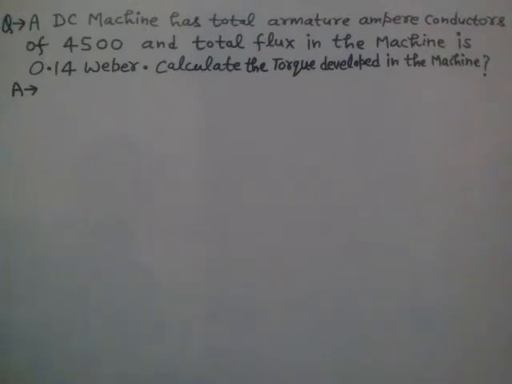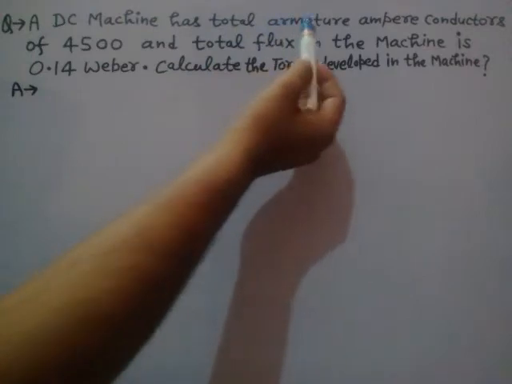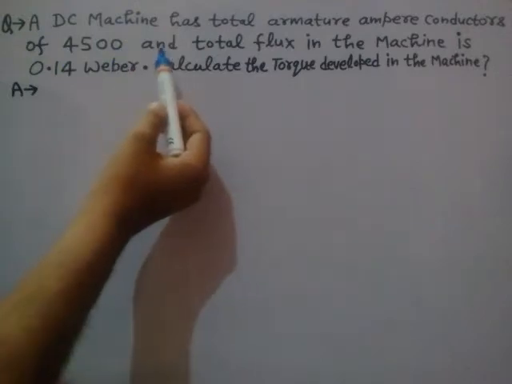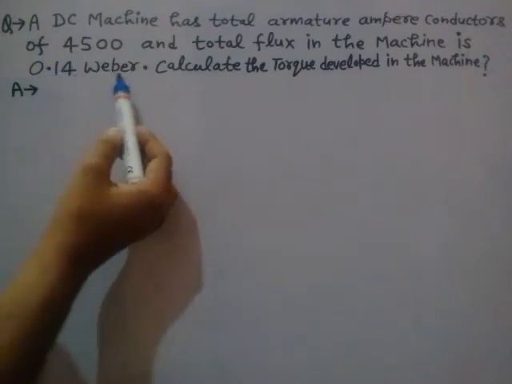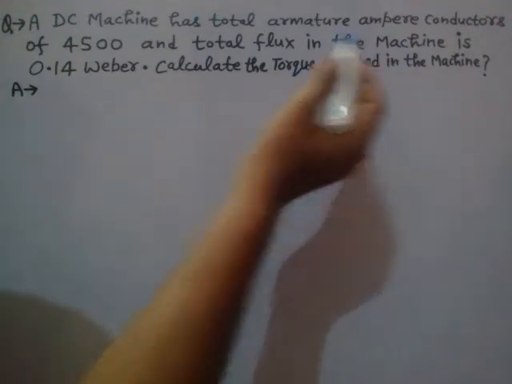This is a question based on DC machines. It has already been asked in your Civils 2003 examinations. So the question statement is like, let me read the question statement. A DC machine has total armature ampere conductors of 4500 and total flux in the machine is 0.14 Weber. So calculate the torque developed in the machine.